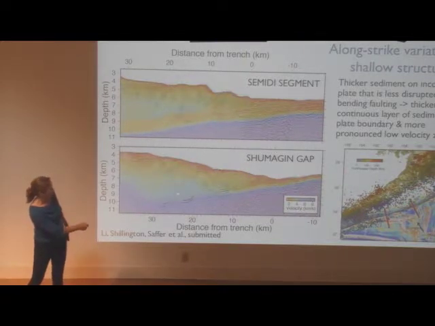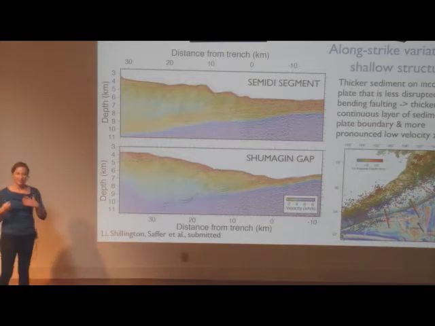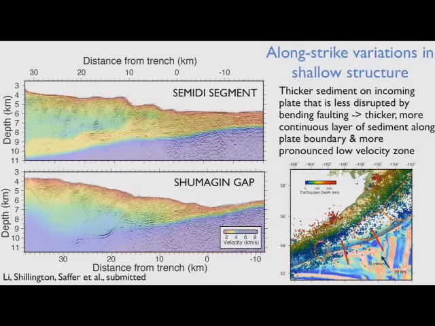But you have a very different story further to the west, where you have this irregular and faulted upper section and a very different looking plate boundary without evidence for pore fluid pressure. So we kind of see an impact of what comes in on what the plate boundary looks like.